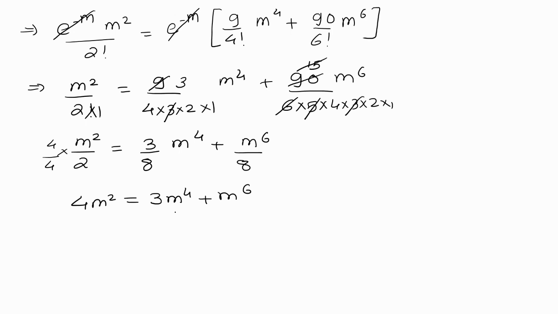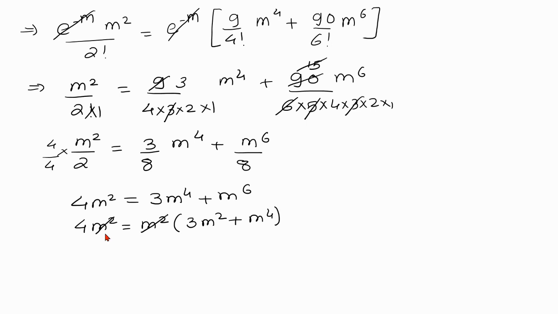Now how is my equation? It is something like 4m square is equals to 3m raised to 4 plus m raised to 6. Now, if I take out the m square common, it will be what? 4 m square is equals to m square from here. It will be 3 into m square, what remains, plus m raised to 4. That means again I can cancel out m square here.